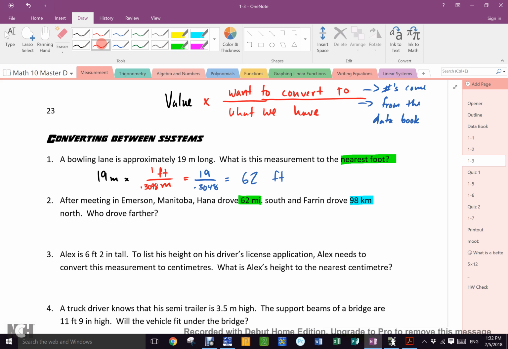I'm going to set them both up. If I'm going miles to kilometers, 62 miles times kilometers over miles, 1.609, right from my sheet. Or 98 kilometers, I want miles, so 1 over 1.609. Both of those are going to give me 2 different answers, but once I have that number, I can make my decision about who drove further, right? Go.